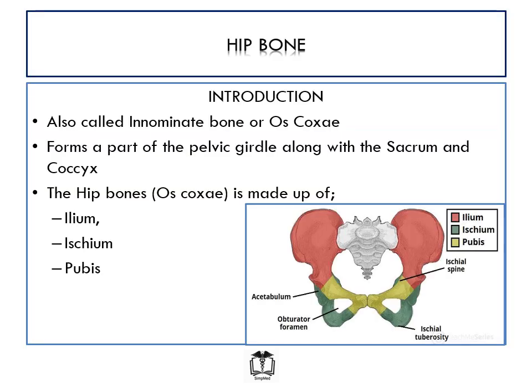The hip bone is first on the list. The hip bone is also regarded as the innominate bone or the os coxae. It is the bone that forms part of the pelvic girdle alongside the sacrum and the coccyx.